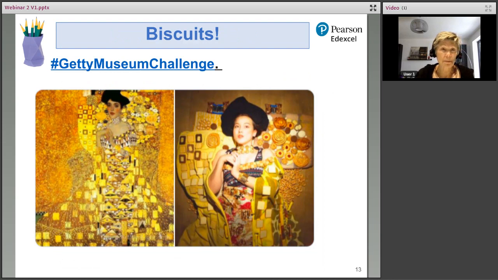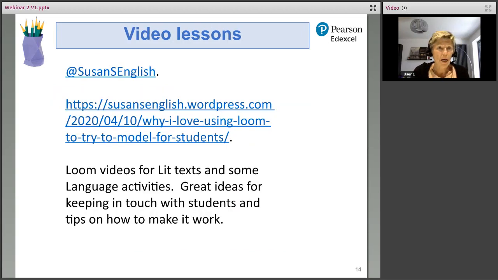And the next one, this was a fab one, and it links into last week, if you were with me last week, when I talked about biscuits. So what biscuit have you got, and what biscuit would you be, and why? And this is the Getty Museum Challenge, and it's really worth going to have a look anyway on the website, because people have recreated all the pictures whilst at home on lockdown, and there's some absolutely fantastic ones, but I just like that biscuit one. And again, it would make a good creative writing prompt, or indeed, perhaps something bigger than that, perhaps something linked to lit. Okay, so that was that.